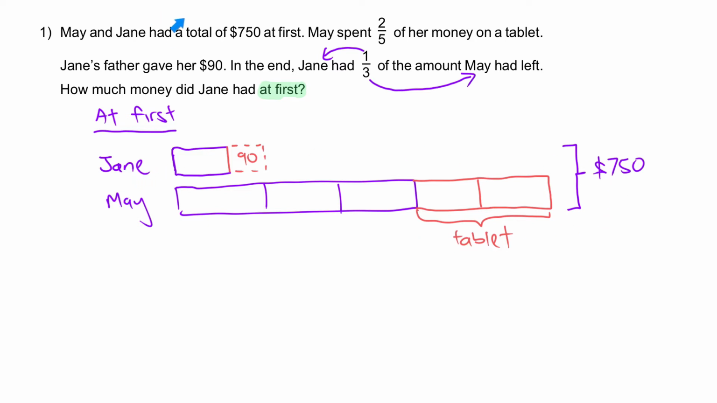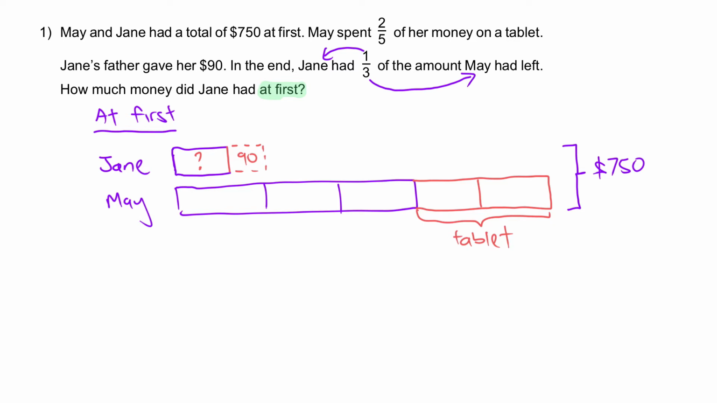If you want, you can work it forward again to double check whether it's correct. So $750 at first. May spends 2/5, so these 2 units are gone. And Jane's father gave her $90, so this $90 will be formed. In the end, Jane had 1/3, so 1, 2, 1, 2, 3. I'm correct. So how much money did Jane have at first? This is what they are trying to find, this question mark here, a small little box.